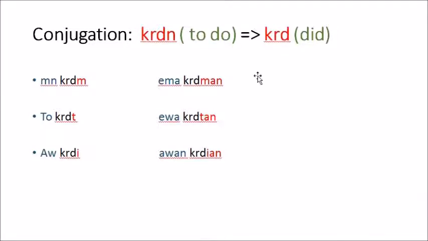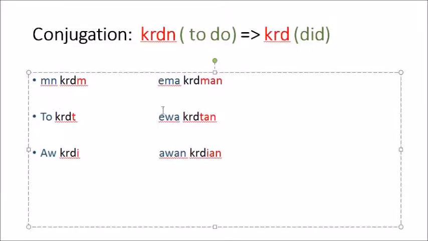We finished this slide, but before I go to another slide, let me write them in Kurdish. Okay, so for I did, it will be like this. If I say Emma Krdman, you write it like this in Kurdish script. Do Krdit. Ewa Kirtan. Actually, Ewa Kirditan. Okay, this is the way it's written. You have to pronounce it like this: Ewa Kirditan.